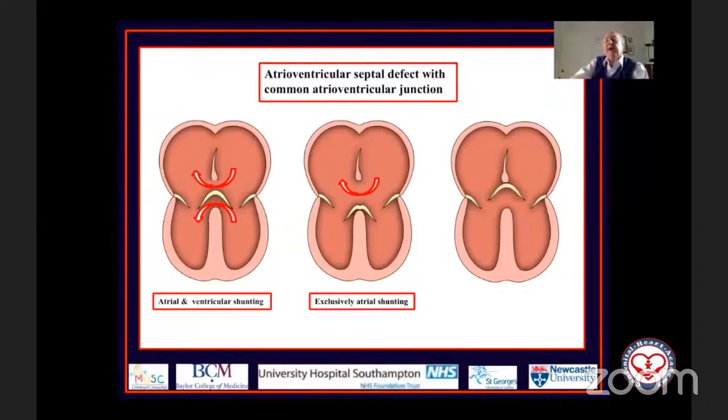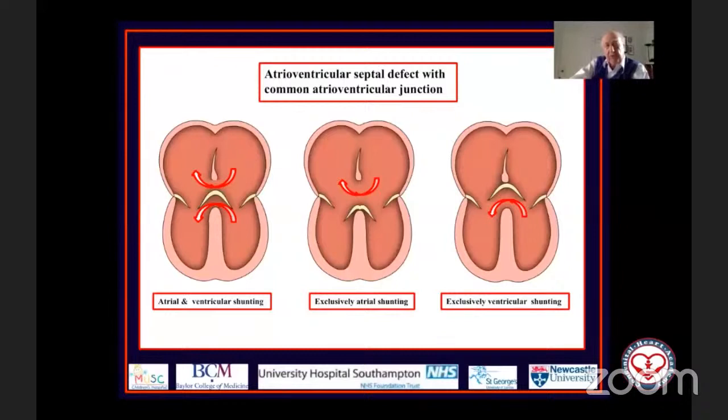And you then know that the rarest variant in which there is shunting through an atrioventricular septal defect is when the bridging leaflets, as I've shown you here, are attached to the underside of the atrial septum. That is confining the shunting at ventricular level. And this is the true ventricular septal defect of atrioventricular canal type, because there is a common atrioventricular junction and the shunting through the atrioventricular septal defect is confined at ventricular level.